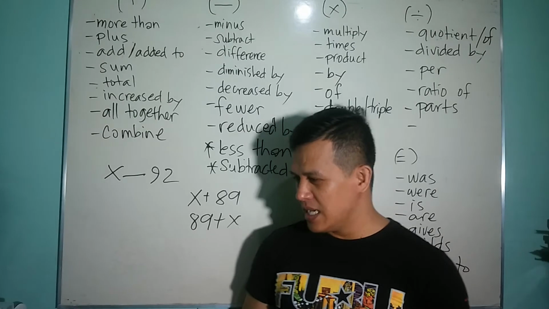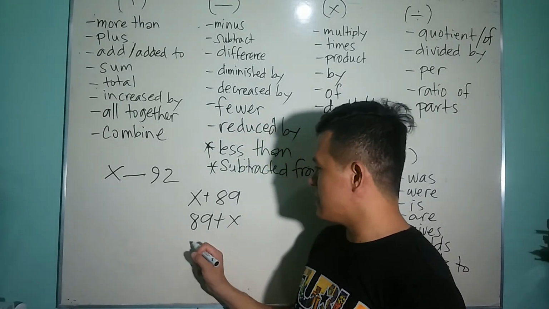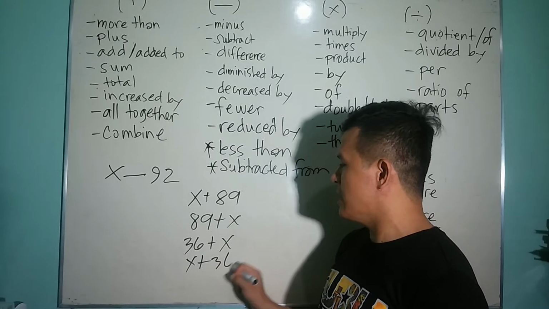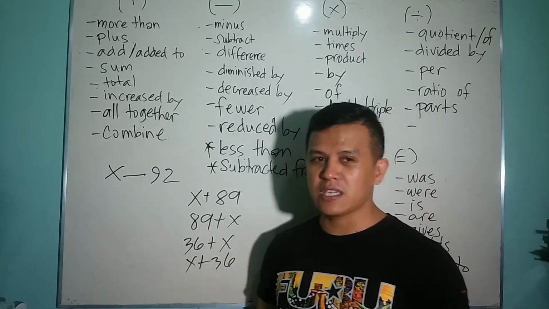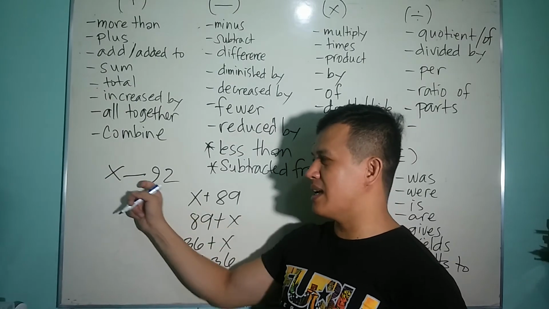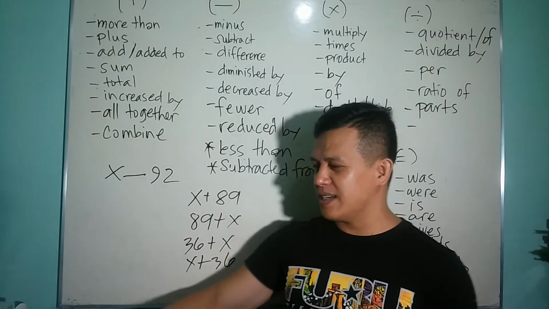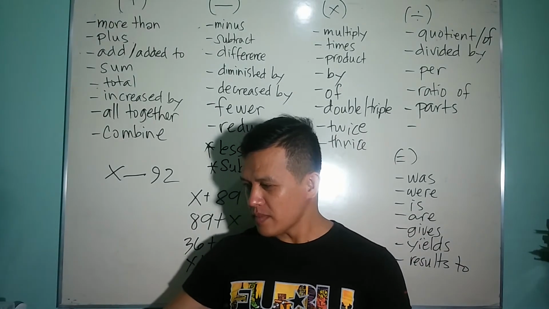Okay? So next one. A number added to 36. So this is 36 plus x or x plus 36. It's okay. Because in any way, both are addition. And here we have positive and a negative. So you cannot work it backward, unless I said less than or subtracted from.